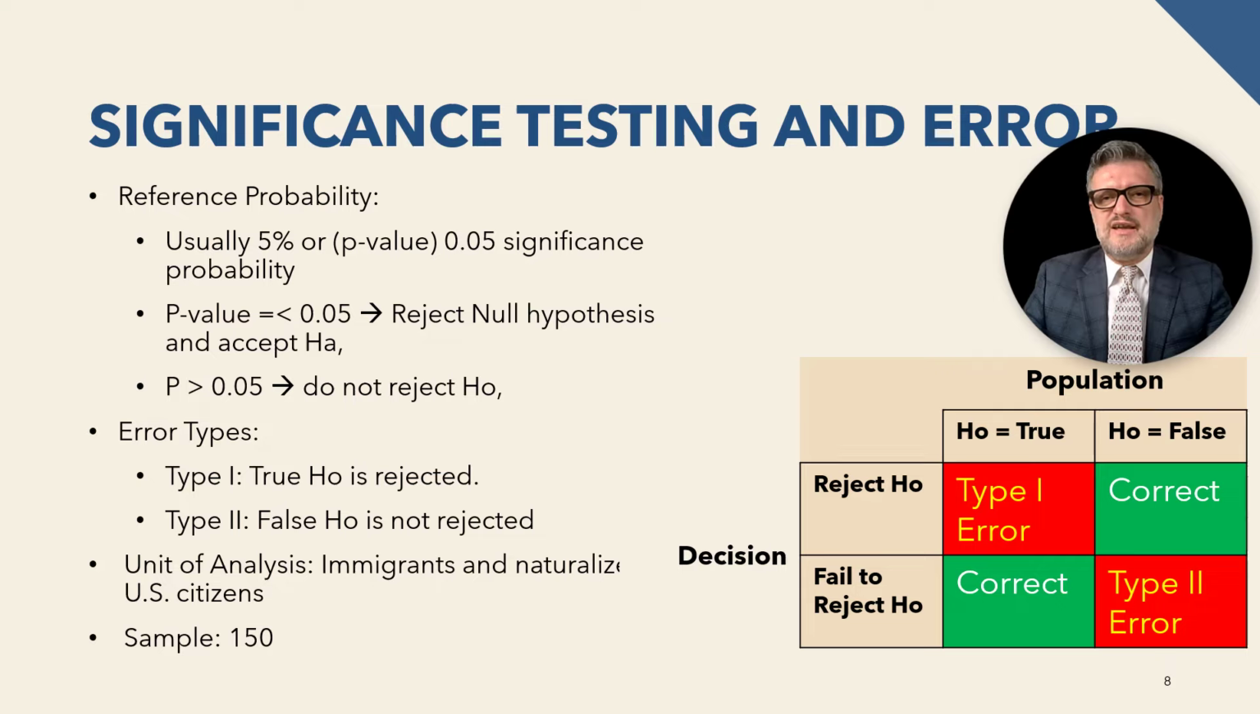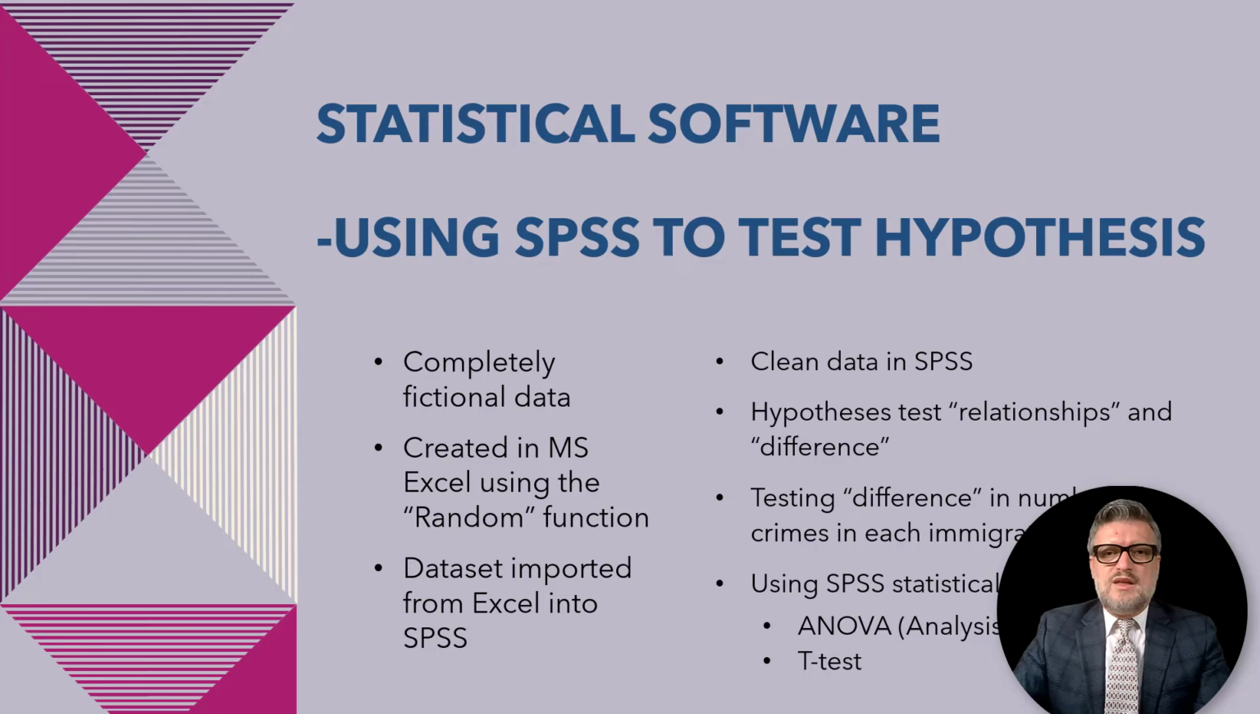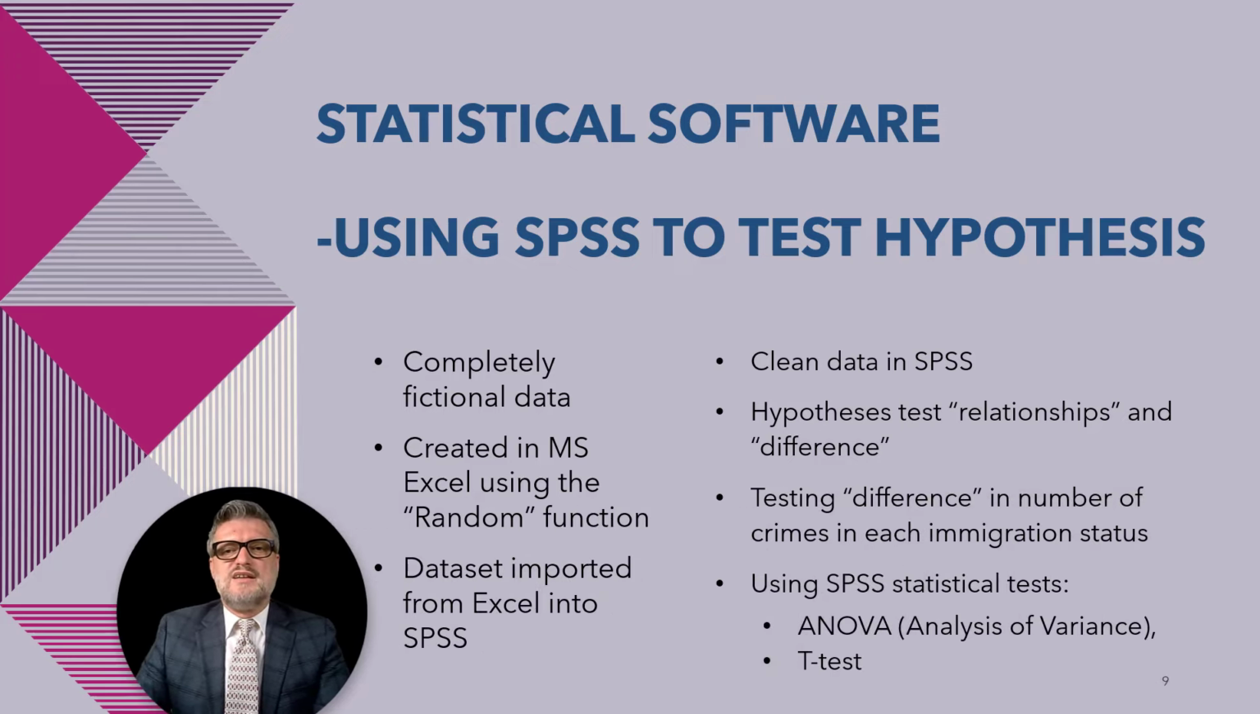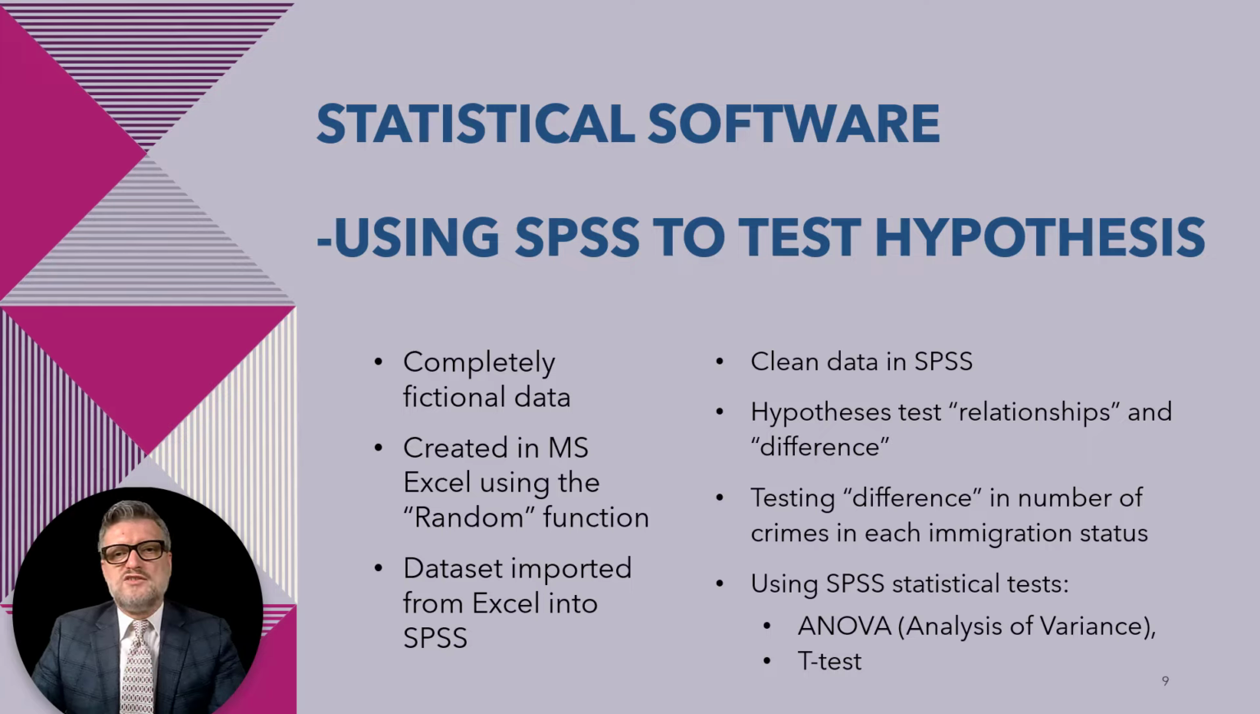The units of analysis refer to the entities being studied and from which data is collected to test a hypothesis, and in this study would be immigrants and naturalized US citizens. The sample is comprised of 150 participants, and again, it's completely made up in Excel. Let's keep in mind that the hypothesis we are testing here is fictional, although it would be very interesting to know this relationship. Data is created in Excel using the random function and then imported into SPSS, where a cleaning process occurred. Let me show you now the data and how this hypothesis is tested using SPSS.